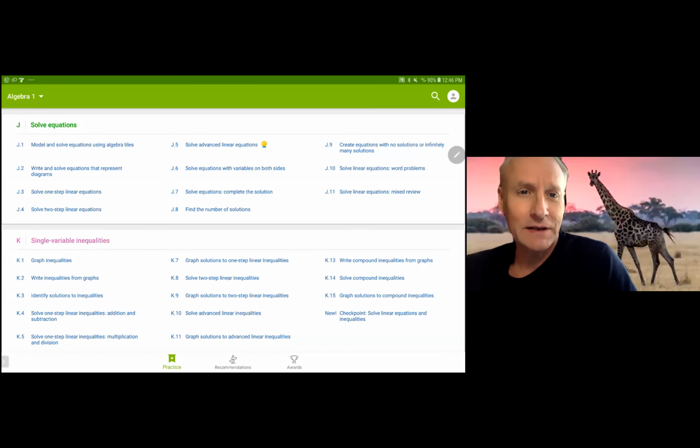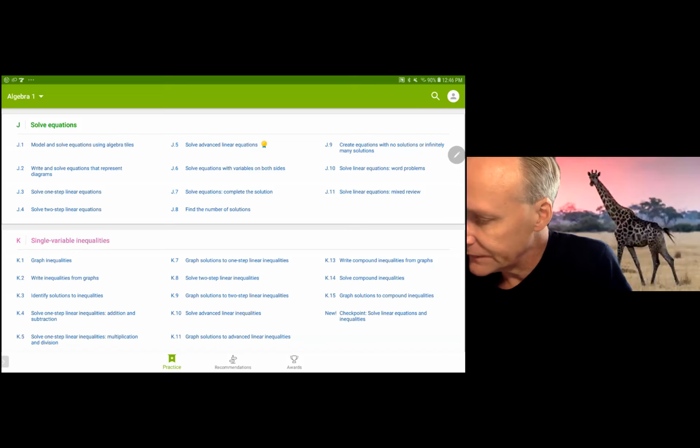Okay, hi everybody. We're going to be doing solving equations with variables on both sides. We want to remember that the first step is always to get the sides simplified, and then choose which side you want to put your variables. So let's get started.